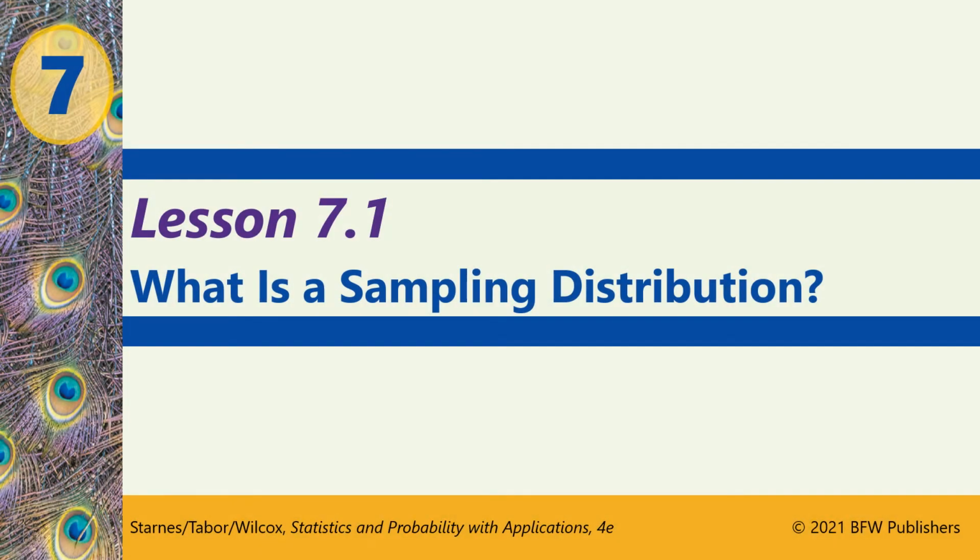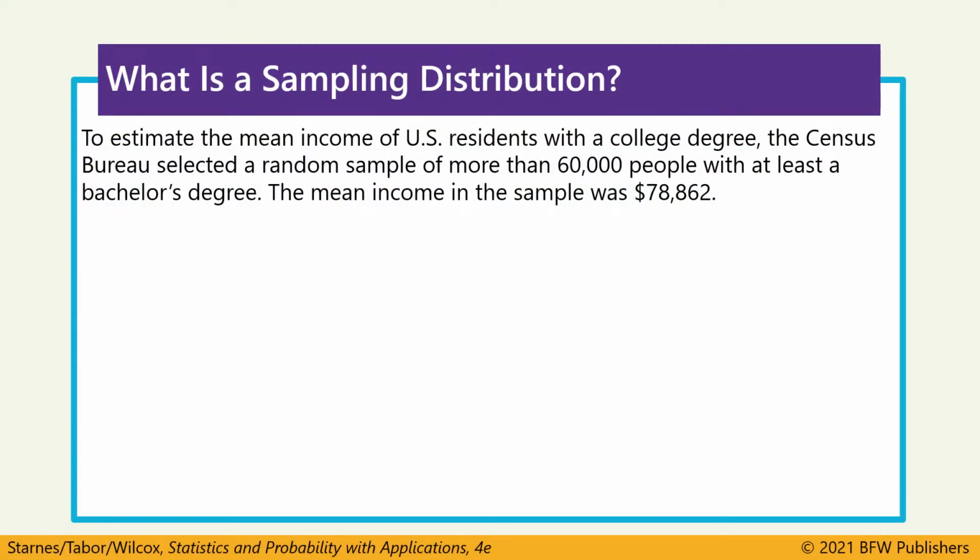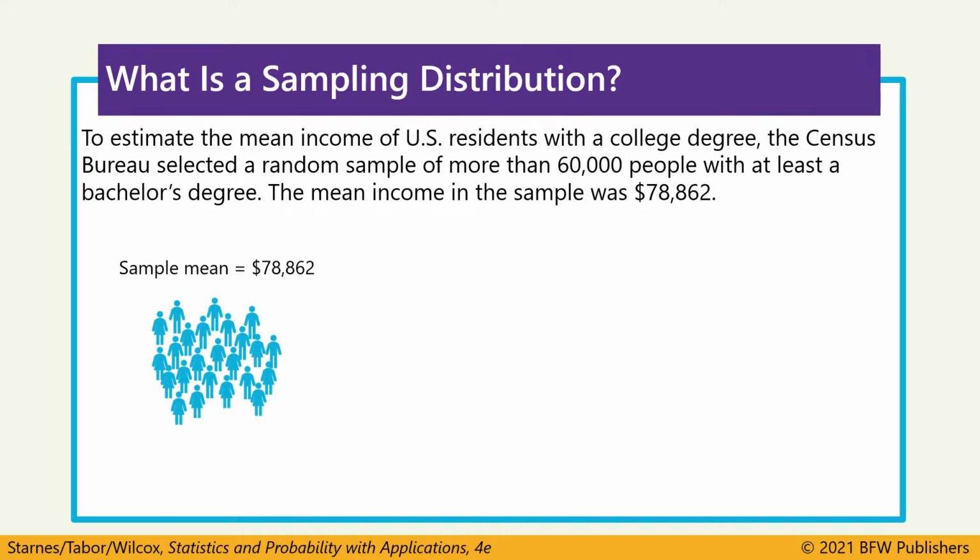Section 7.1, what is a sampling distribution? The United States Census Bureau selected a random sample of more than 60,000 people with at least a bachelor's degree and found that their mean income in the sample was $78,862. Now, this would be called a sample mean. It's a statistic because it's based on a sample of people.